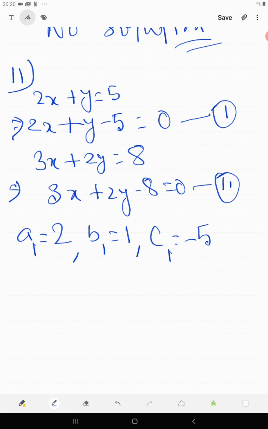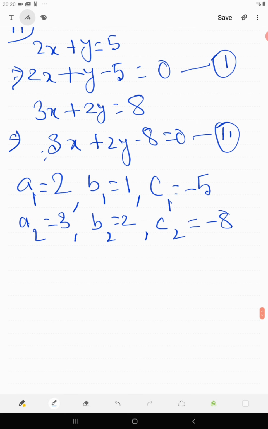Now similarly for second equation we will get a2 equals to 3, b2 equals to 2 and c2 equals to minus 8. Okay. This is again we are doing comparison with a2x plus b2y plus c2. Based on that we are getting a2, just comparing the coefficient associated with x, y and the constant thing. So based on that we are getting a1, b1, c1 and a2, b2 and c2.